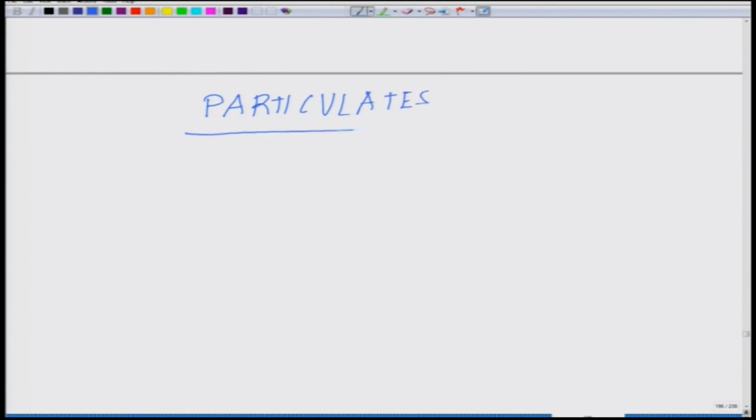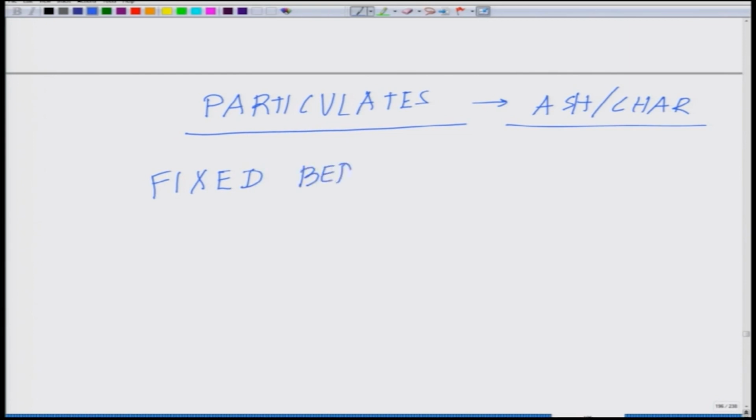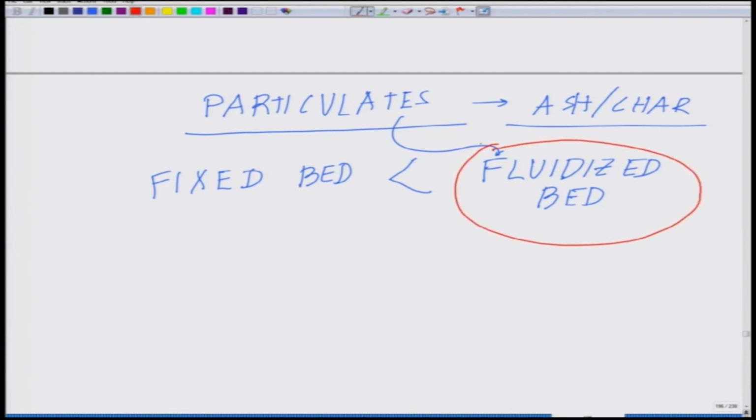Okay. In terms of the particulate matter, we have two kinds of particles forming: ash and the char particles, following the charring in incomplete combustion. It has been observed that in the fixed bed reactor, particulate matter formation is much less as compared to the fluidized bed. In other words, particulate formation will be higher when you are dealing with fluidized bed reactors.